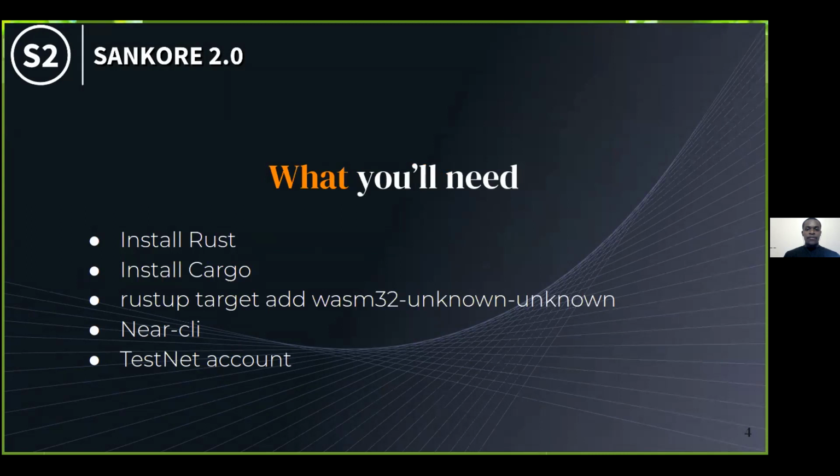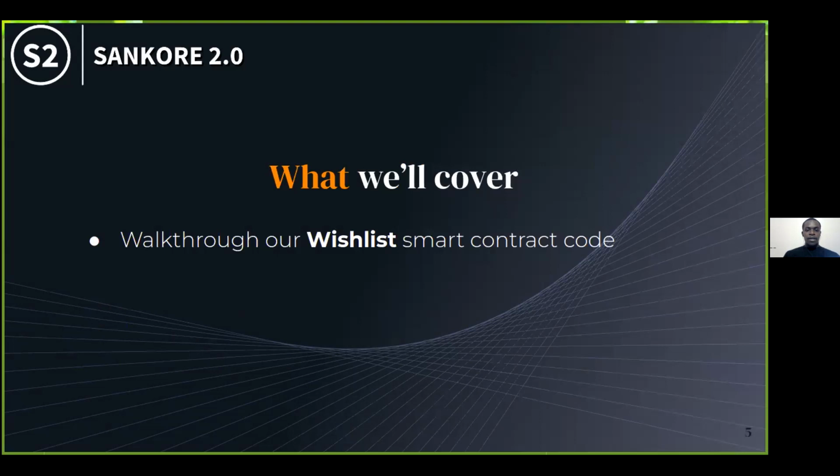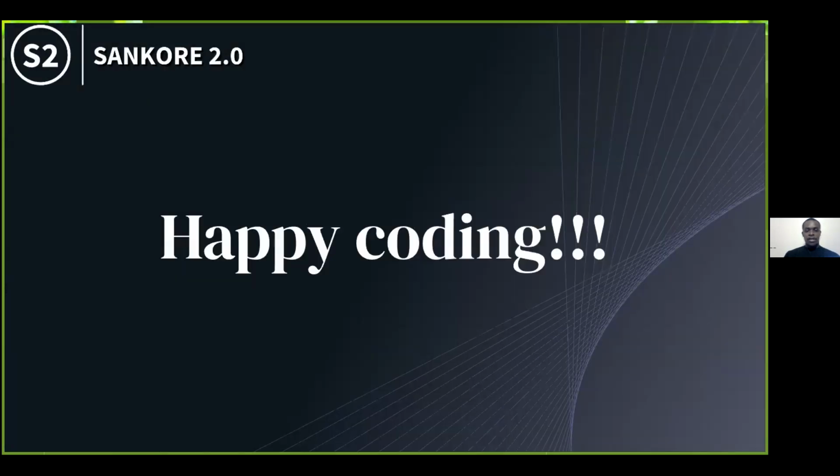And what we're going to need for this session is basically what we installed in a previous session. So basically the tools you need, the Rust tools and the near CLI, the testnet account. And this particular tool is going to help us compile our smart contract to WebAssembly. So we're only going to walk through our wishlist smart contract code today. So not really much. And yeah, let's get this going.